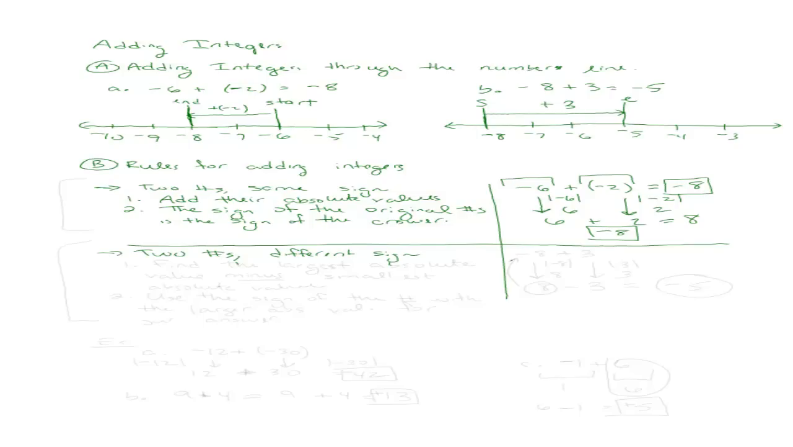So an example of that would be, let's say that we're adding, like the B example that we had above, we're adding negative 8 plus 3. Here we have two numbers, negative 8 and 3, and they had different signs. Negative 8 is negative, 3 is positive. So here's what our steps are going to be.